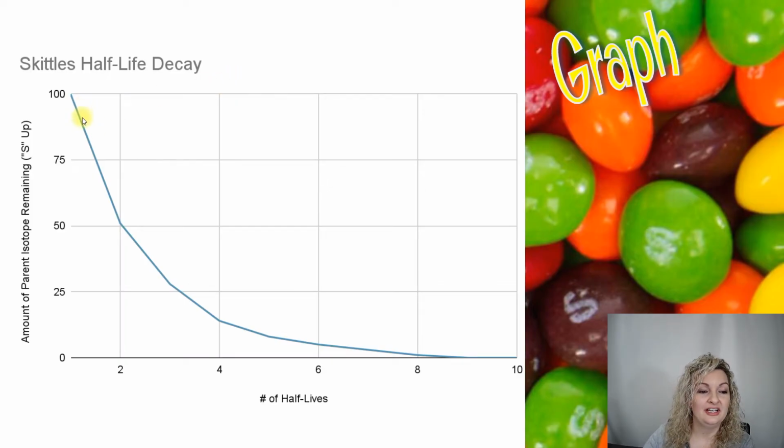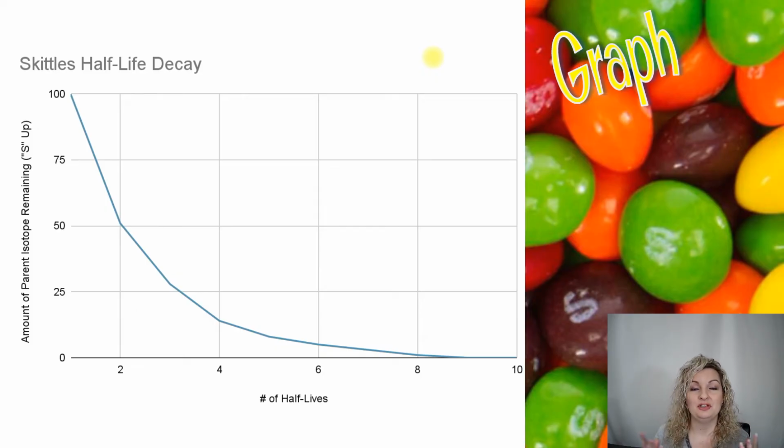Notice the trend here. Okay, so we do have a negative slope. If you look at this and study it, every half-life, whatever you have remaining in your parent isotope should decay by half. That's why we call it half-life.